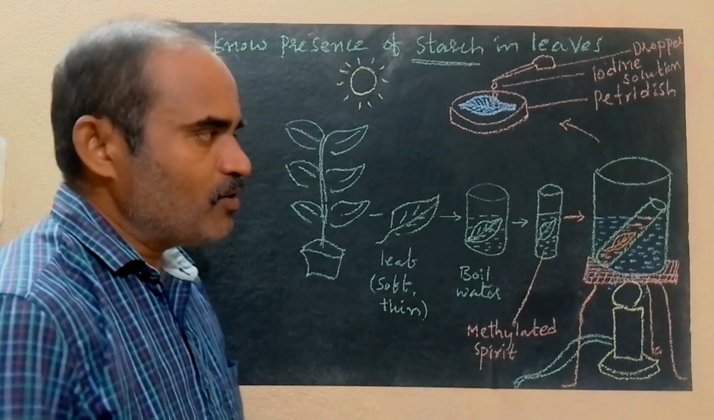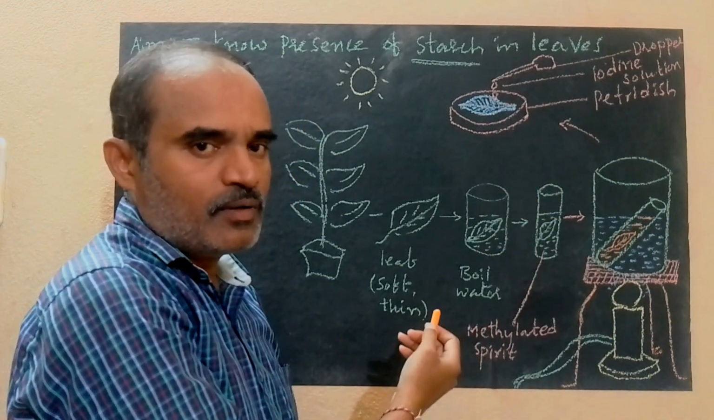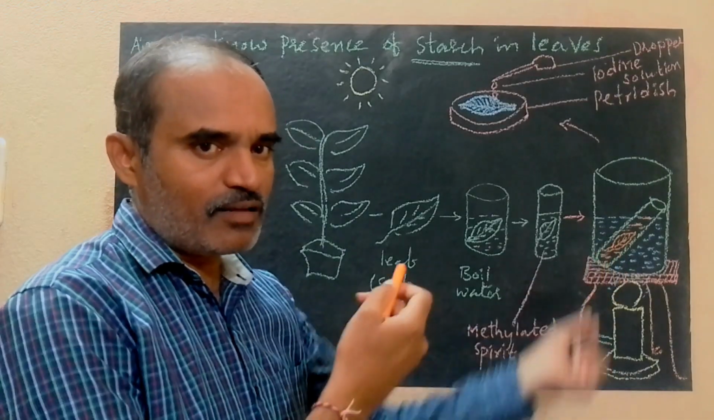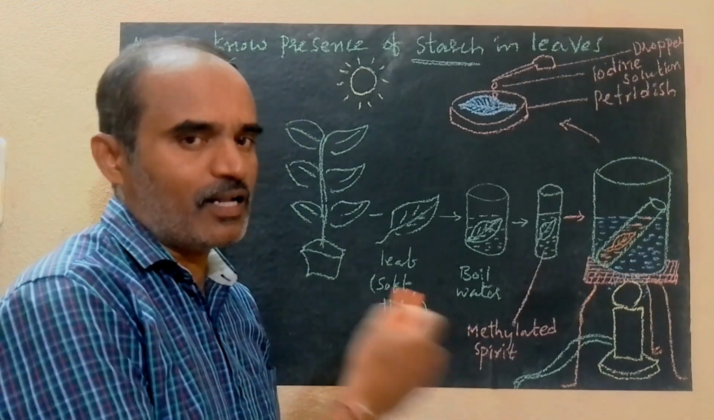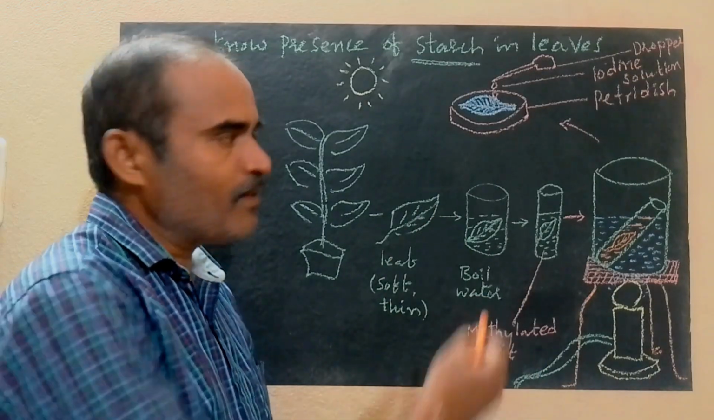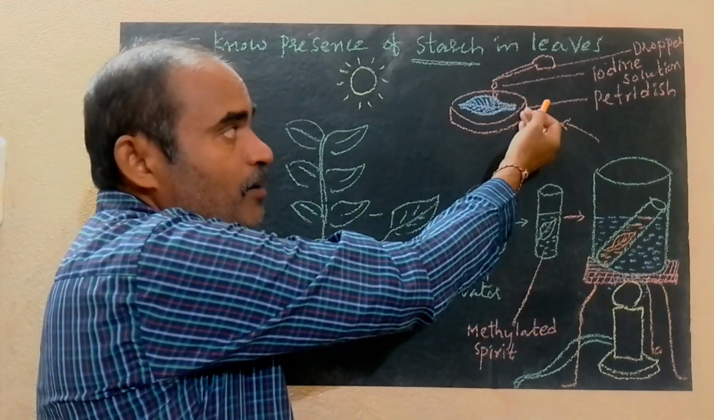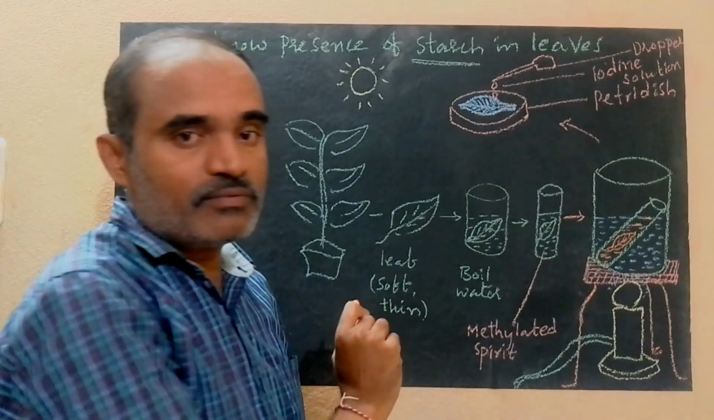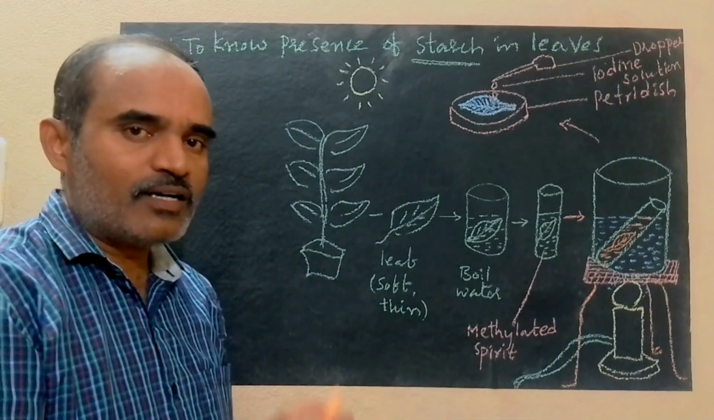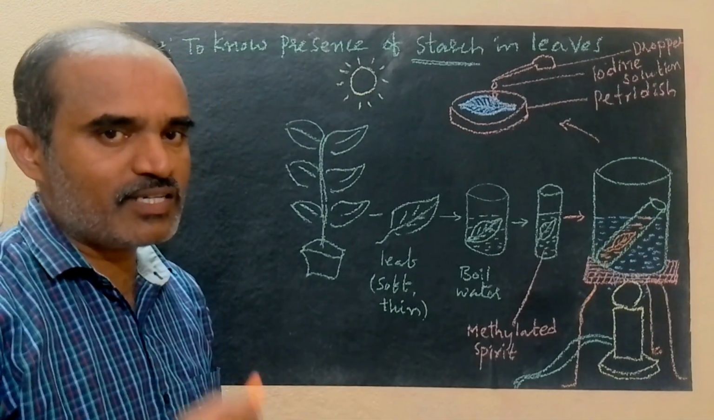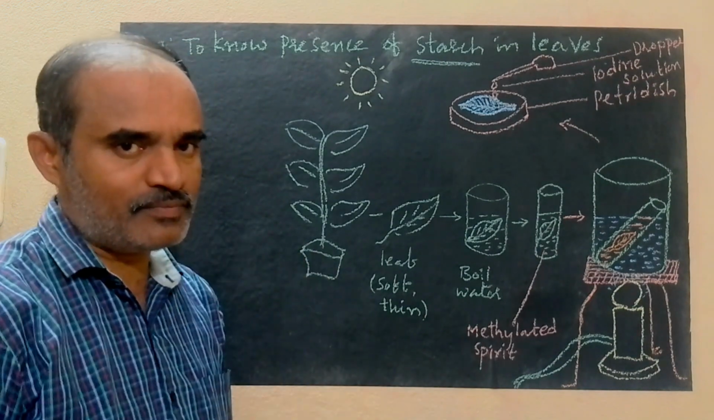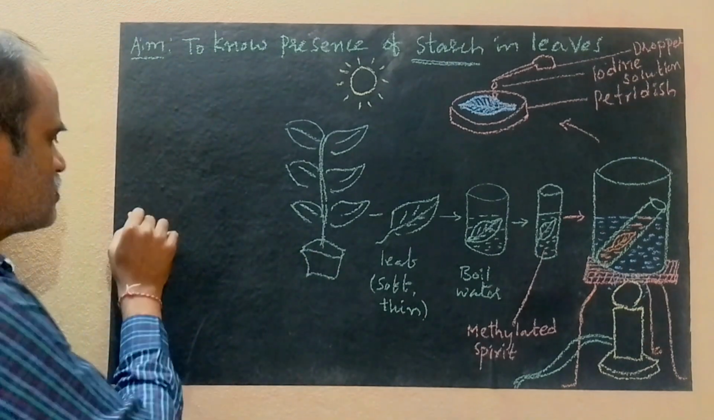After removing the boiled leaf from the methylated spirit, the color of the leaf is pale. The pale leaf should be rinsed with water and spread in a petri dish. Add 1 or 2 drops of iodine solution. The leaf color turns into blue-black color, which indicates the presence of starch in the leaves.